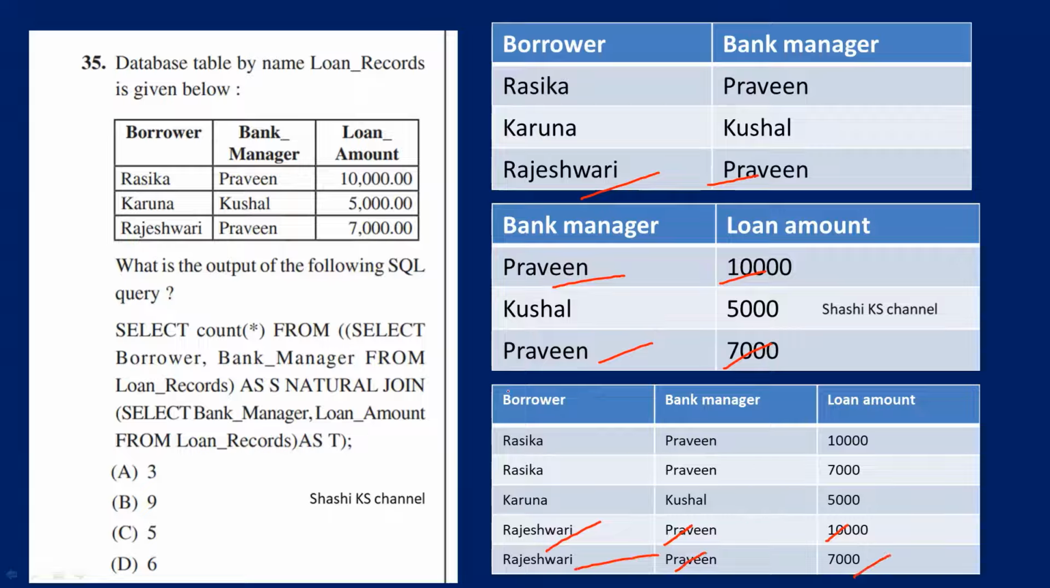Okay, this is the resultant table which is created as a result of the natural join operation of the tables S and T. So this is the table S, this is the table T, and this is the natural joined table. Now you have to apply the count function. Count of star will select all the records, that is, count the number of records in the resultant table. The number of rows is 1, 2, 3, 4 and 5. So the answer for this would be option C, which is 5.